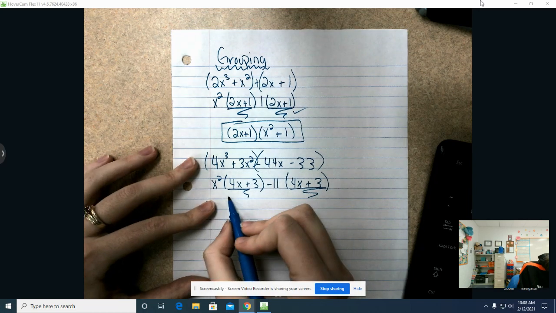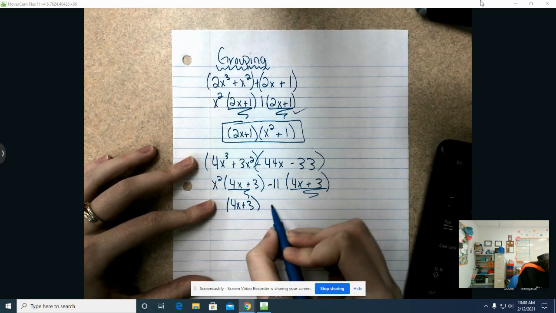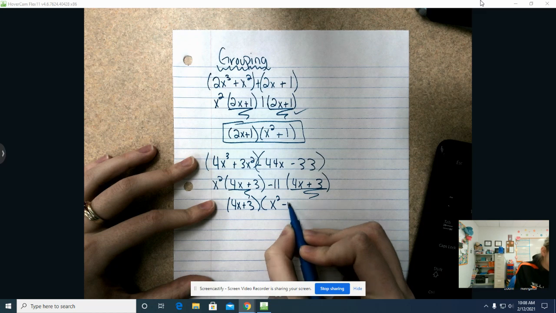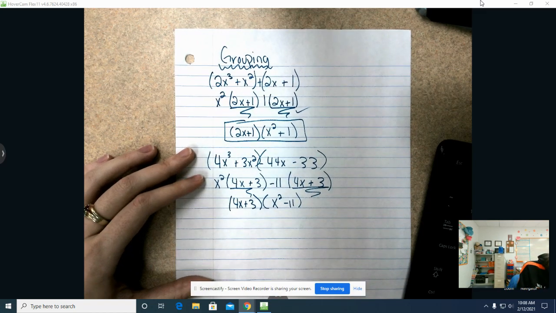One answer is going to be 4x plus 3, and the other answer is going to be x squared minus 11, because that's what's outside. So this would be your final answer.